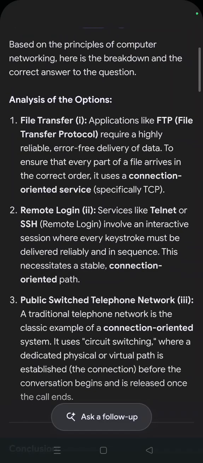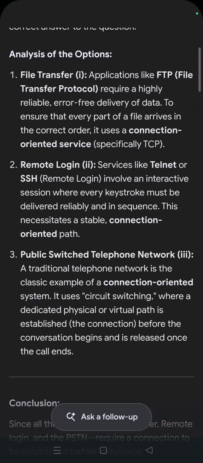Analysis of options. Applications like FTP, file transfer protocol, require highly reliable, error-free delivery of data to ensure that every part of a file arrives in the correct order. It uses a connection-oriented service, specifically TCP. Remote login services like Telnet or SSH involve an interactive session where every keystroke must be delivered reliably and in sequence. This necessitates a stable connection-oriented path.